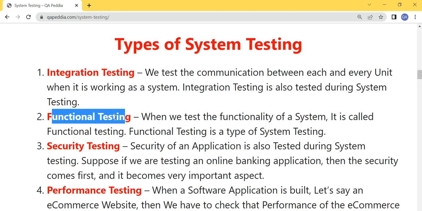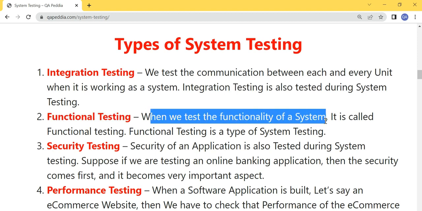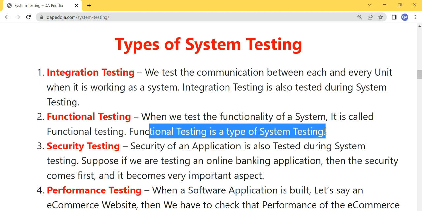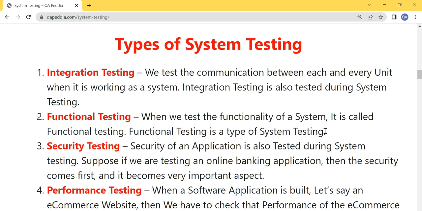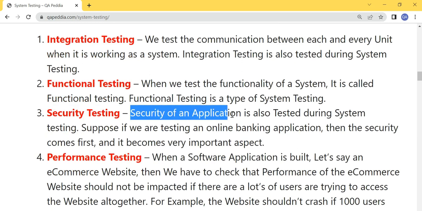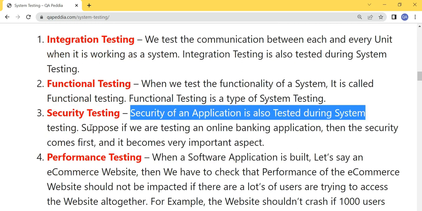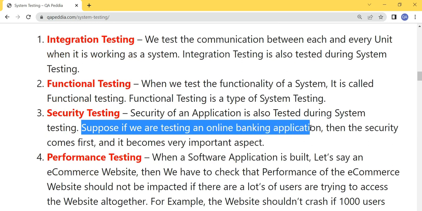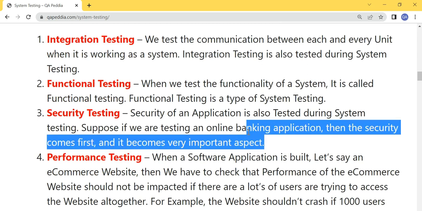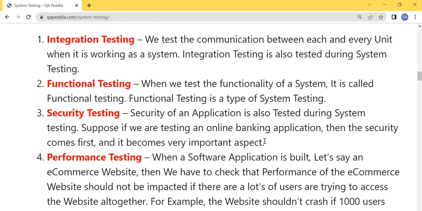Then functional testing. When we test the functionality of a system, that type of testing is called functional testing. Functional testing is a type of system testing, and we have to do it in system testing. Security testing. Security of an application is also tested during system testing. Suppose we are testing an online banking application, then security comes first and becomes a very important aspect. For an online banking website, we have to check that it is secure enough so that any malware or virus cannot attack the website.